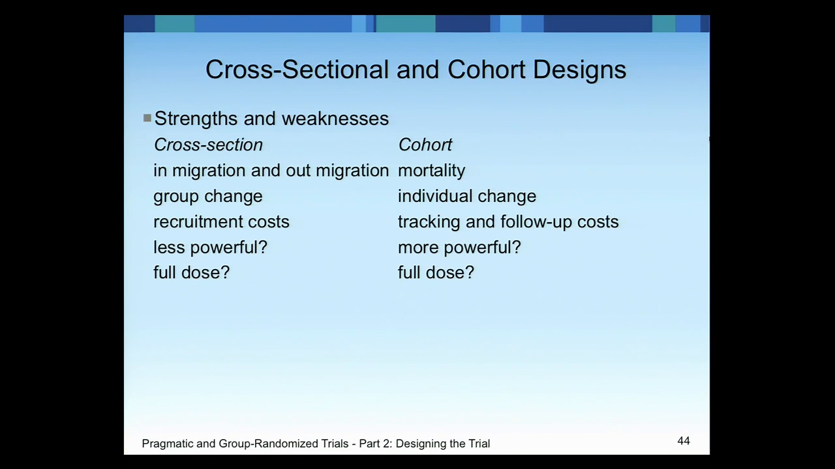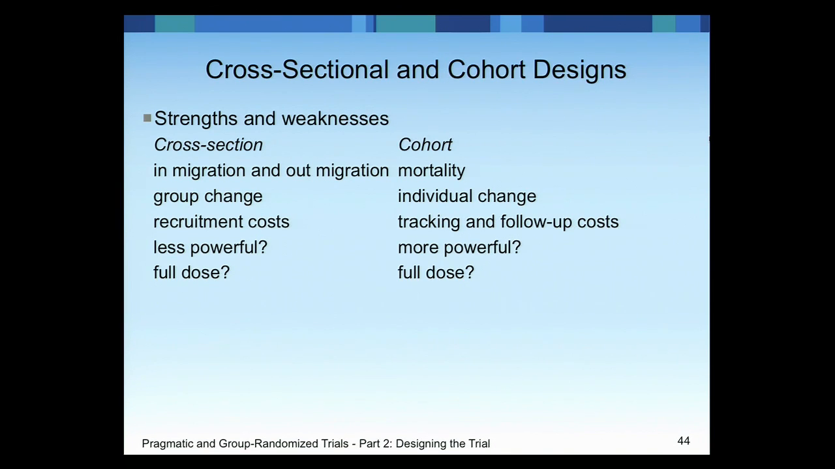Cross-sectional and cohort designs are often compared to one another, and they have various strengths and weaknesses. In cross-sectional designs, I have to worry about people moving into the schools if I've randomized schools, and students moving out of the schools over the course of the 2 or 3 years that I might be doing the study. In a cohort design, I have to worry about students dropping out. I don't particularly worry about students moving in so much, but I do worry about students dropping out. In other kinds of cohort studies, I worry about people actually dying, so mortality taken quite literally.